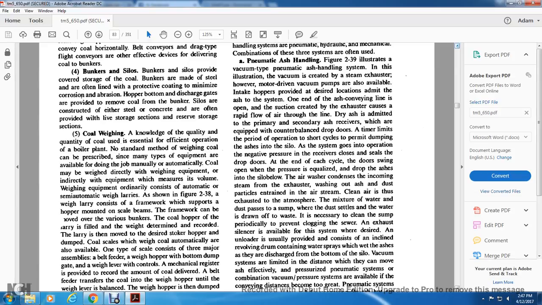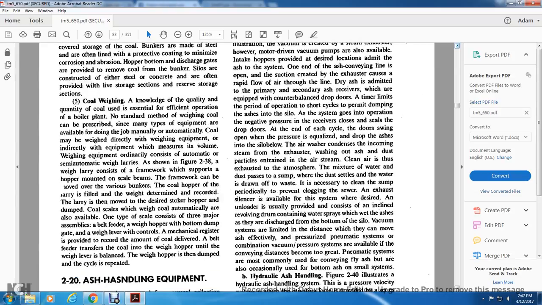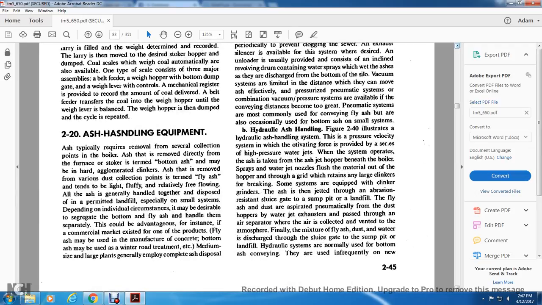Pressurized pneumatic systems, or combination vacuum and pressure systems, are available where conveying distances are greater. Pneumatic systems are most commonly used for conveying fly ash, but there is occasional use for bottom ash on small systems.